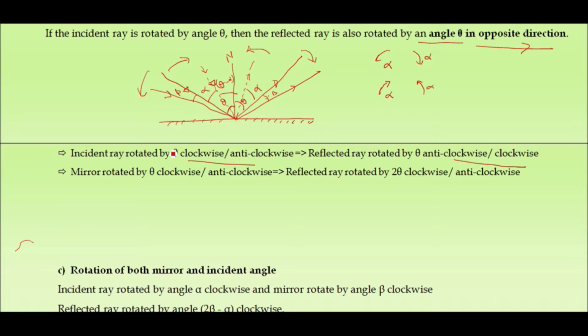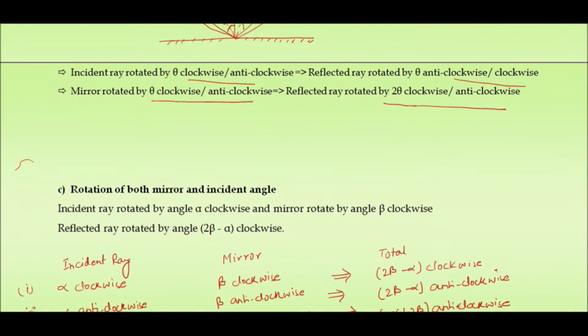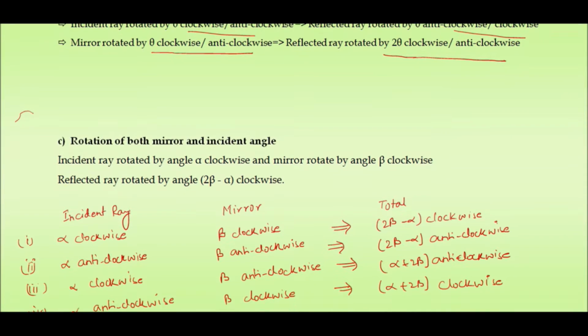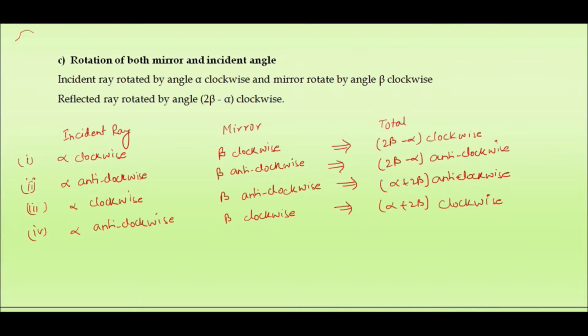And the second point is that if we rotate the mirror by angle theta clockwise or anti-clockwise, then the reflected ray will be rotated by angle 2 theta in the clockwise or anti-clockwise direction respectively. So rotation of the mirror causes the rotation of the reflected ray in the same direction, while rotation of the incident ray makes the reflected ray rotate in a different, or opposite, direction. Now we'll consider the third case, the rotation of both mirror and incident ray.